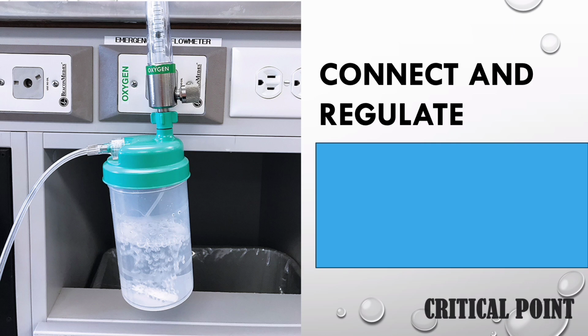As part of a critical point, connect the flow meter to the oxygen point and turn it on to see if it's working. Connect the humidifier bottle with water on the flow meter. Continue to connect the oxygen tubing line on the humidifier bottle. In addition, take the prescribed mask or nasal cannula and connect at the end of the oxygen tubing and open to see if there's oxygen coming through the mask or the nasal cannula.